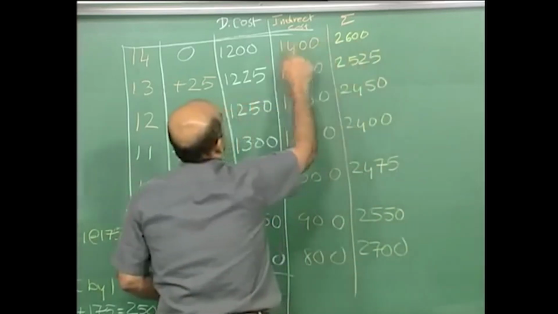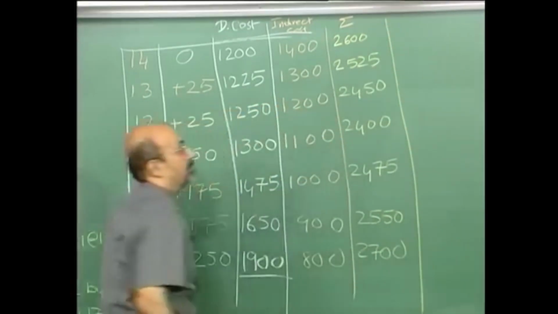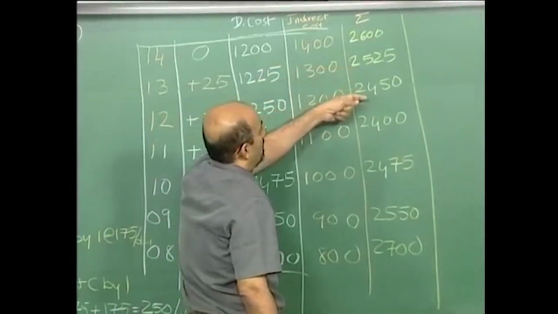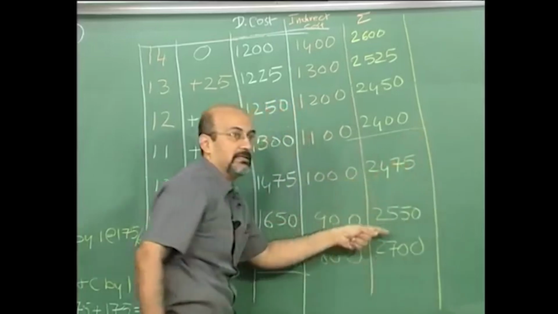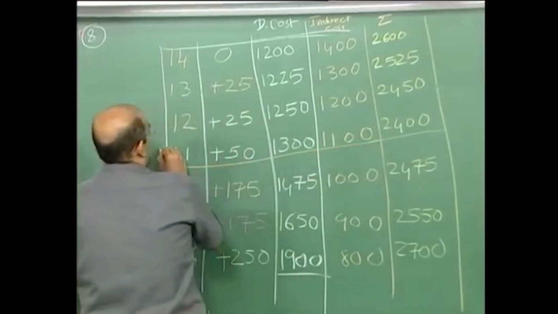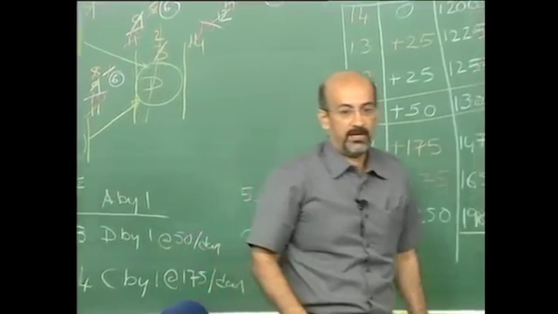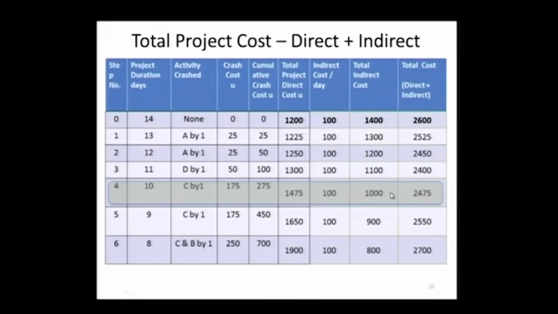This is basically a sum of direct and indirect cost. What is the pattern you see? Yes, 2600, 2500, 2450, 2400, and then it starts increasing again. So at 11 days, if I can bring my project to the 11th day, I have the optimum value.